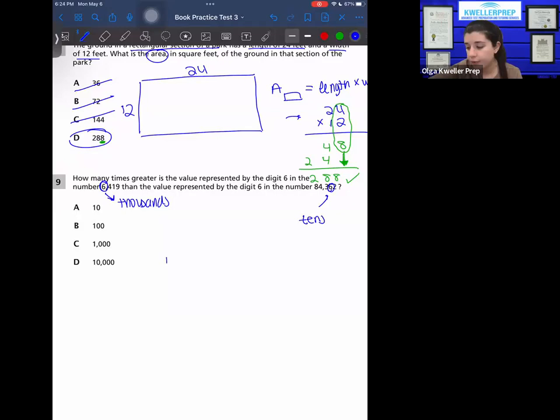So how do I go from 10 to 1,000? What do I have to multiply by? How many zeros am I missing, right? So 10, 100, 1,000, 2 zeros. So 2 zeros, 100.